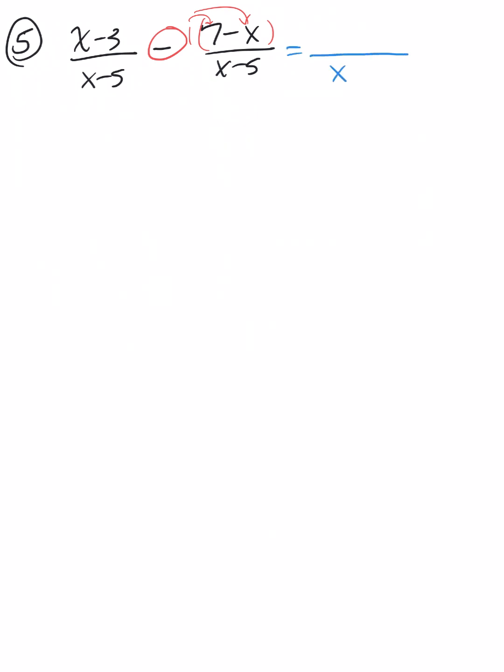Our denominator is the same, so we're just going to carry it over. But when I group the numerator, I need to change my sign. So this will be like a negative 1 times 7, so negative 7. Negative 1 times negative x means plus x. Now when I clean this up, I will have a 2x minus 10 over x minus 5. Now, is there a way I could reduce this?